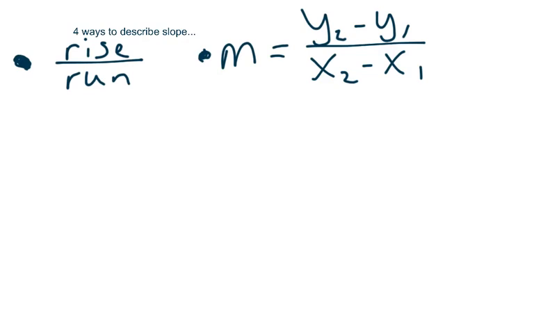subscripts. When I took Algebra 1, the gentleman that was my teacher, the way he said this, he would go y sub 2 minus y sub 1, and I couldn't understand what he was saying.